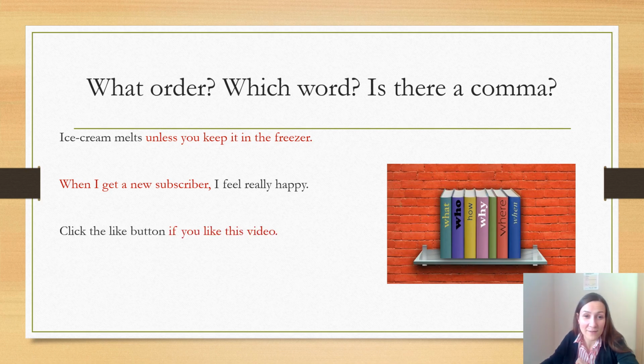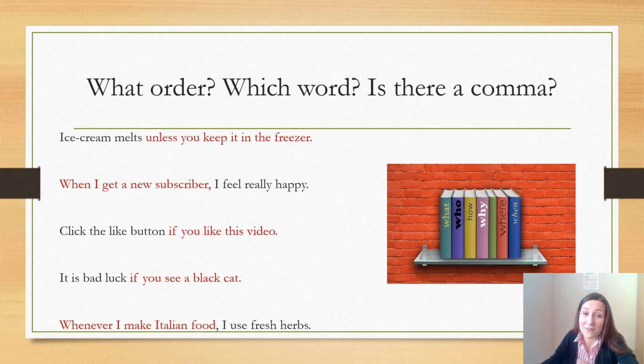Click the like button if you like this video. Now we have if. It is the most common in zero conditionals, in all the conditionals. So we have if, and the condition is in the second place, so there is no comma. Next one, it is bad luck. If you see a black cat, again we have if. It's in the second place, there is no comma.